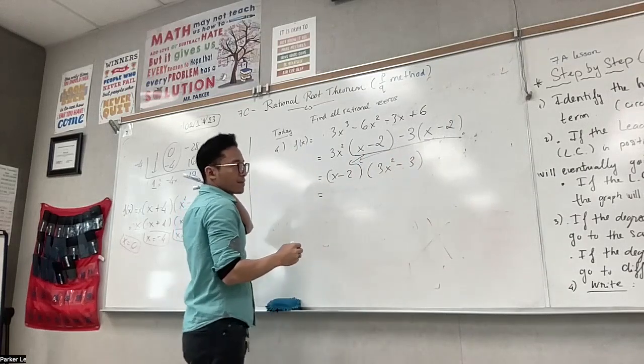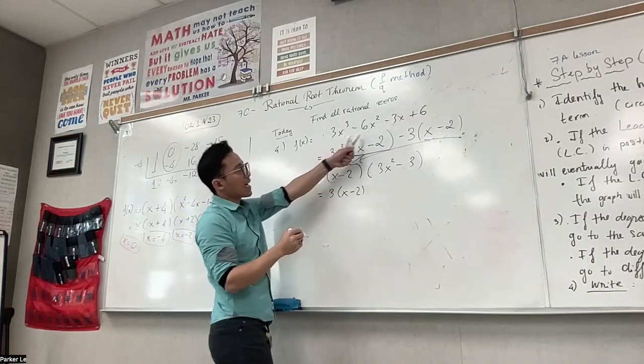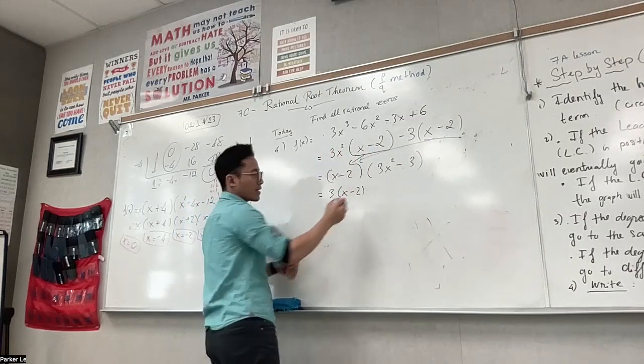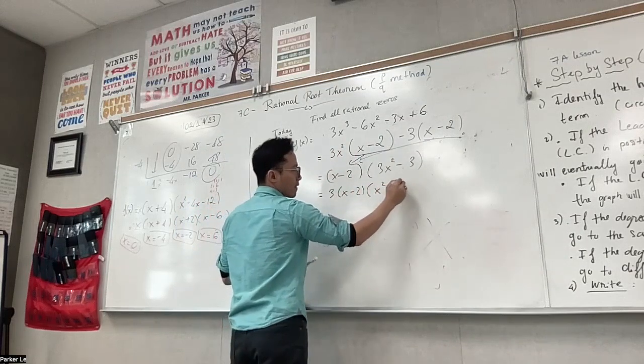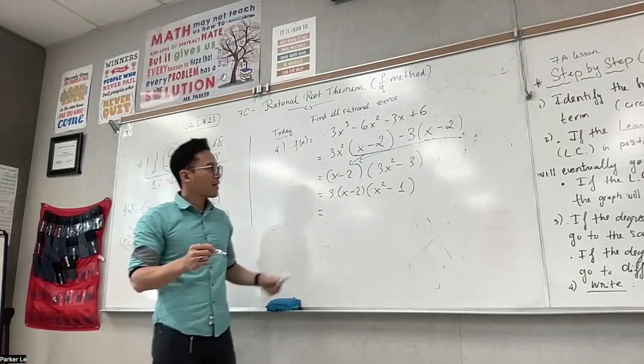You can take out a 3. Very good. Oh, we actually can take out the GCF in the beginning. We could have done that. Take out the GCF in the beginning, 3.